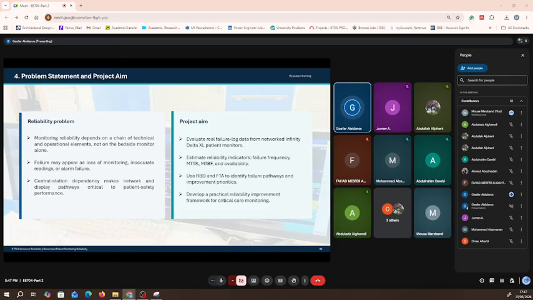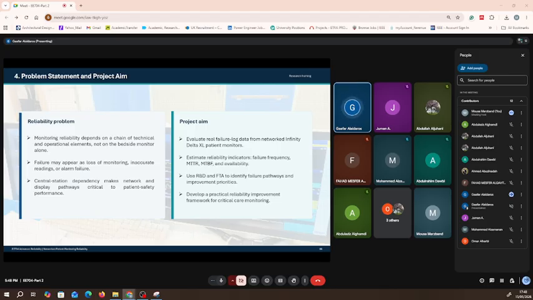The reliability problem in this project is that monitoring reliability depends on a chain of technical and operational elements, not on the bedside monitor alone. Failures may appear in several forms. The first is loss of monitoring, where the system can no longer provide continuous monitoring information. The second is inaccurate reading, where the system continues to operate but displays unreliable values. The third is alarm failure, where alarms are not generated, transmitted, or displayed.